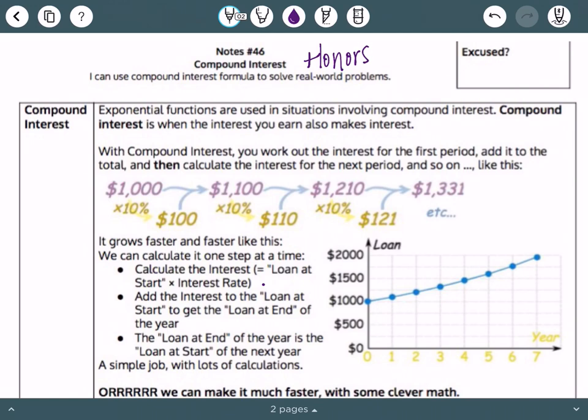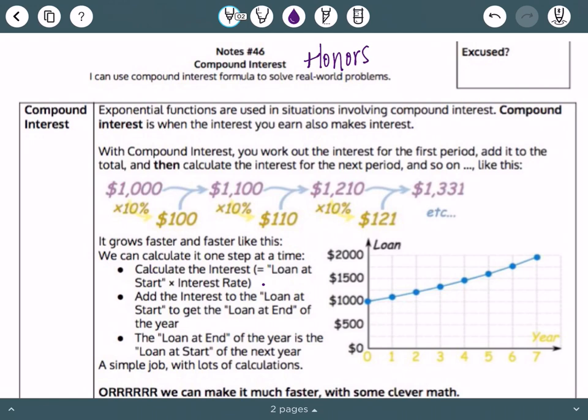So Notes 46 is compound interest. The compound interest formula is going to help me solve some real world problems. So it says exponential functions are used in situations involving compound interest, right? So we talked about interest previously in our growth and decay formulas, right? If something's getting bigger, something's getting smaller.